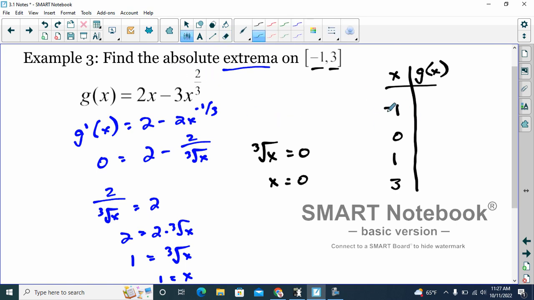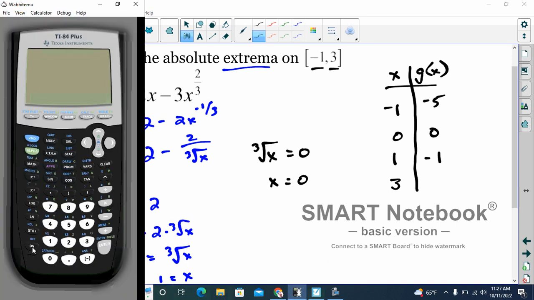Plugging in -1 gives me -2 minus 3. Plugging in 0 gives me 0. Plugging in 1 gives me -1. And 3 we could approximate. Let's go ahead and use our calculator here. So plugging it back into the original equation here gives me -0.240.